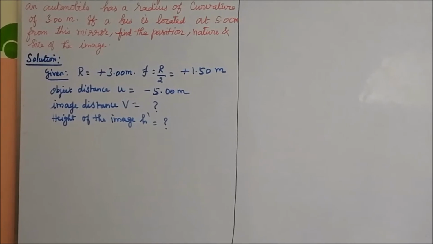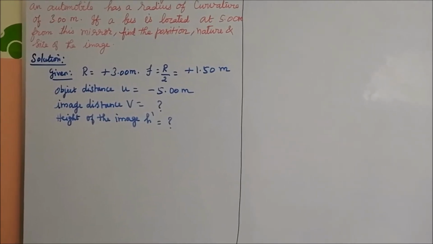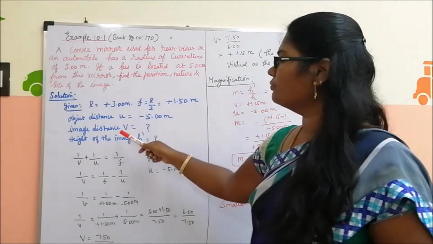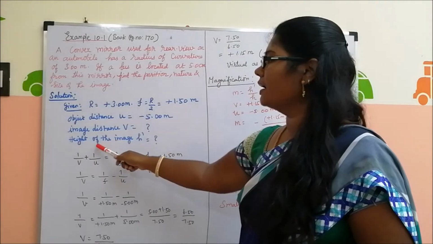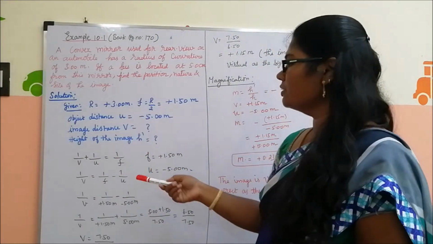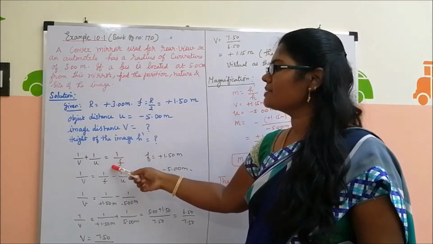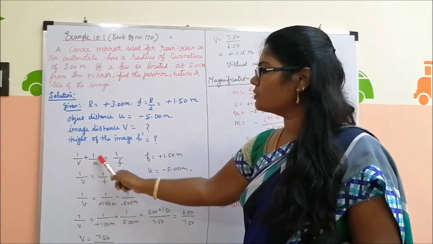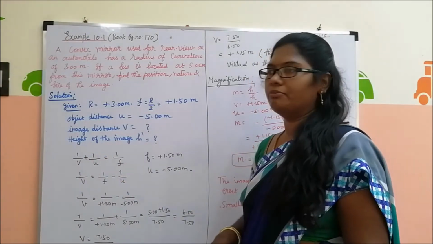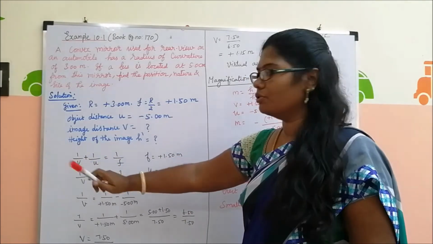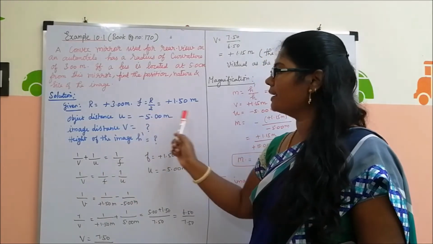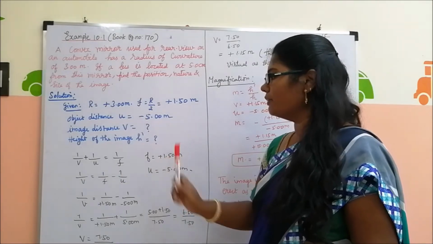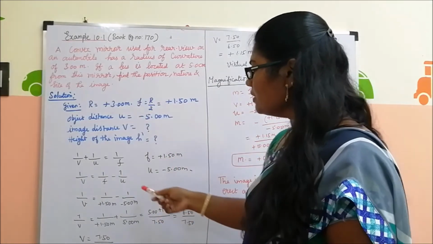In this problem, we should find the image distance v and the height of the image h dash. To find the image distance v, we should use the mirror formula. We know that 1 by v plus 1 by u is equal to 1 by f. We know the value of u, minus 5 meter, and the focal length f is equal to plus 1.50 meter.